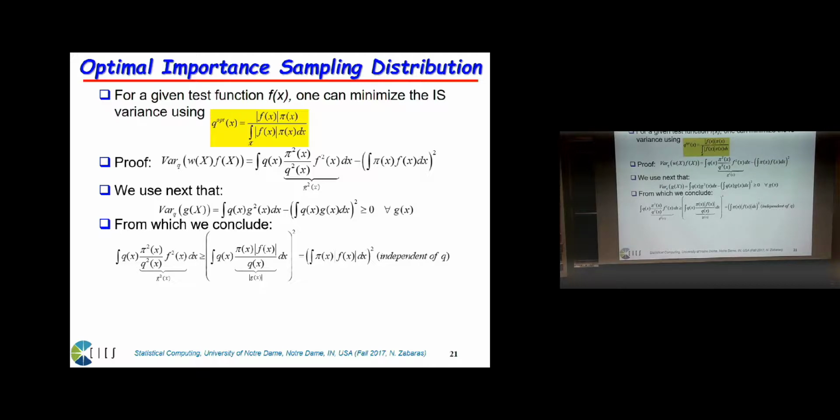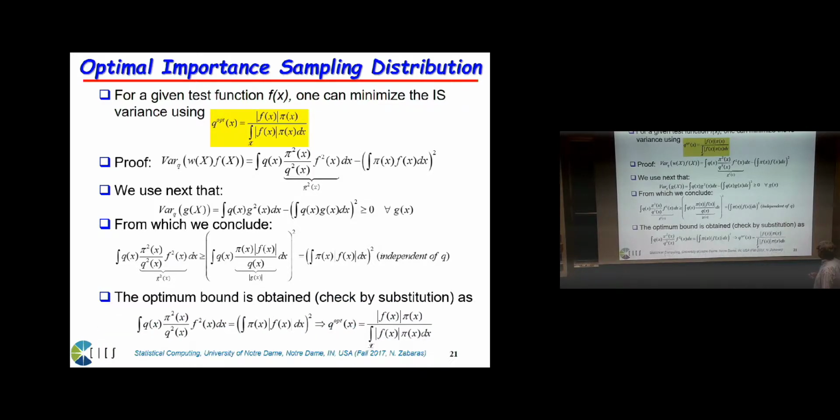Obviously, this is greater or equal, and the optimal q comes when you have equality. You can immediately verify that if you plug this in for q, this is the only choice that gives you the left-hand side equal to the right-hand side. So you don't really need to compute derivatives with respect to functions and things like that. So the Q optimal is given by this nice equation, and again, this is a fantastic theoretical result, but it's really not very useful.